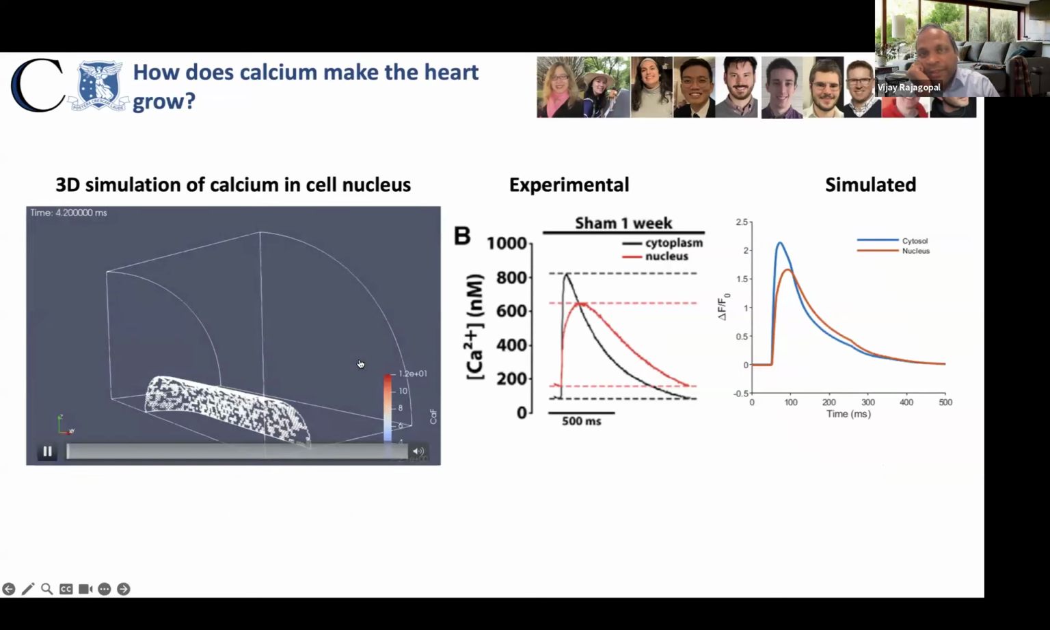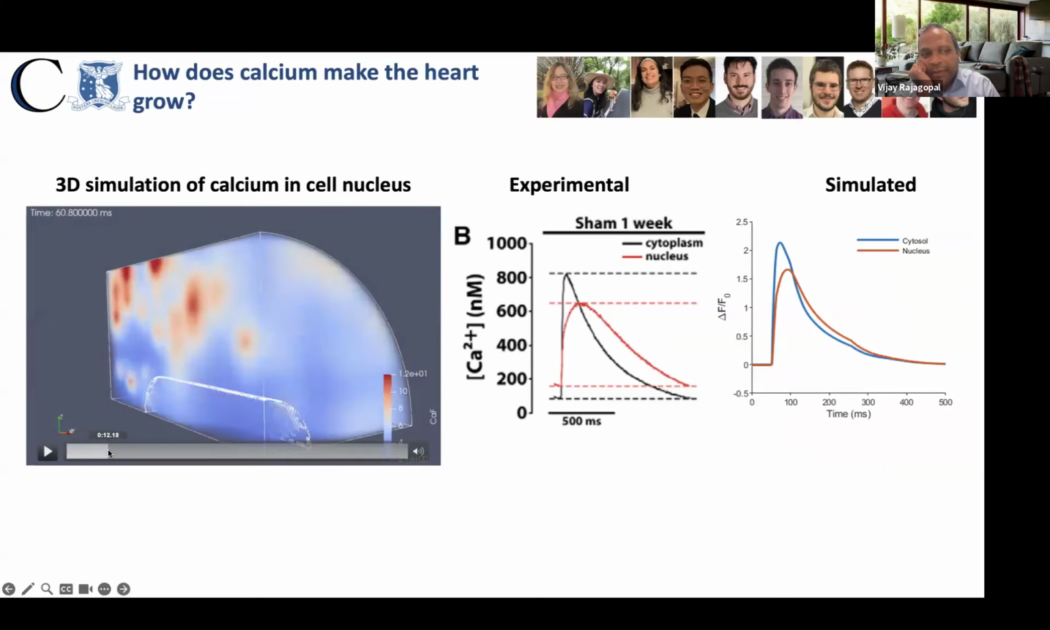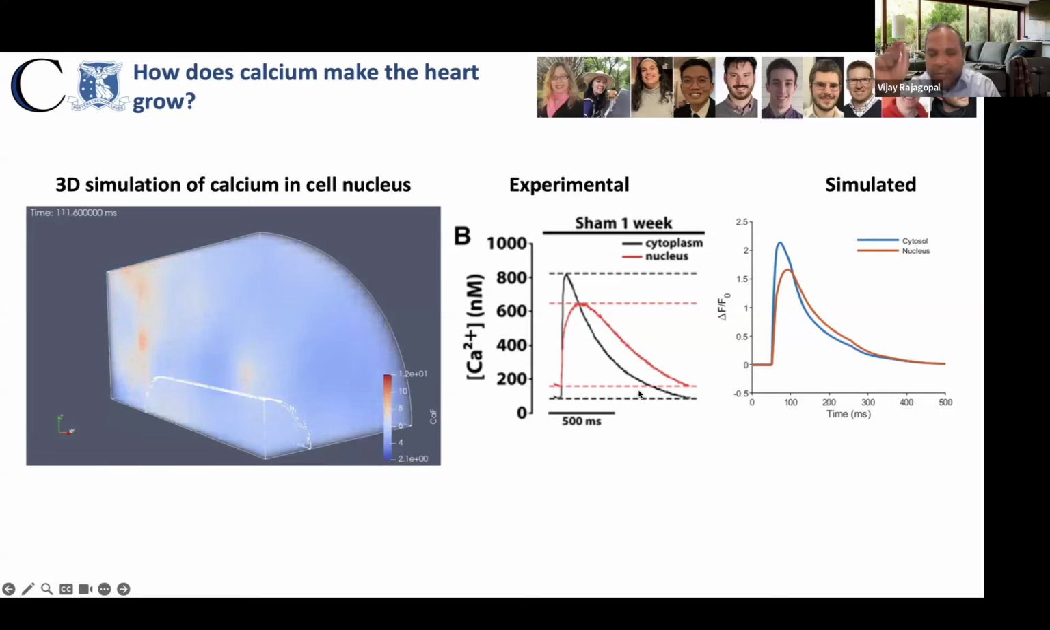We're looking at calcium signaling in muscle cells so that we can understand how calcium itself drives gene expression. The middle image here is an experimental measurement of calcium concentration in the cell nucleus, the one in red, and our model starts to recapitulate that. So you can see how our models are starting to reproduce reality.